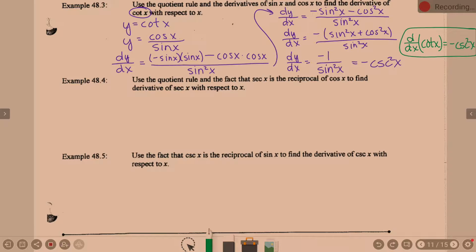Okay. Ready for example 4 when you are. As always, stop me if you don't like something I do.